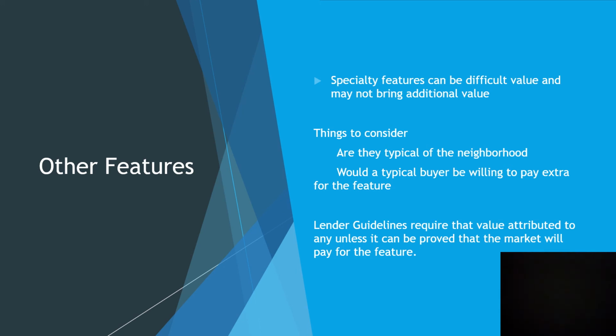So some of the things that you can consider in trying to determine the overall desirability is, are these improvements typical of the neighborhood? Would a typical buyer pay extra for the feature? Lender guidelines require that an appraiser bracket some of these specialty features, which can be difficult. Even if the improvement contributes value, it may be difficult to demonstrate based on market activity what the specific improvement is going to contribute to the overall characteristic of that property. So as you consider putting these improvements in, you may want to consider the impacts you will have in trying to borrow money or sell the property.